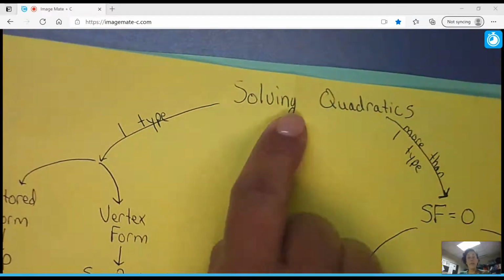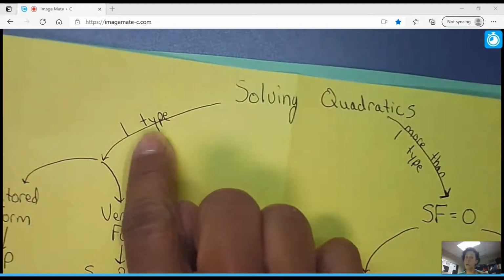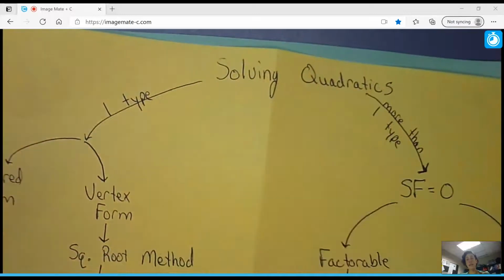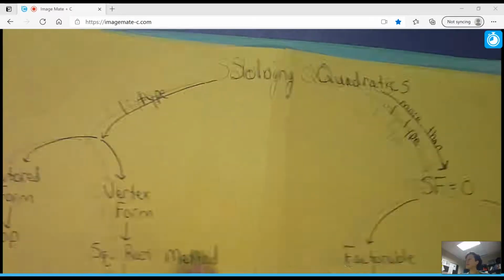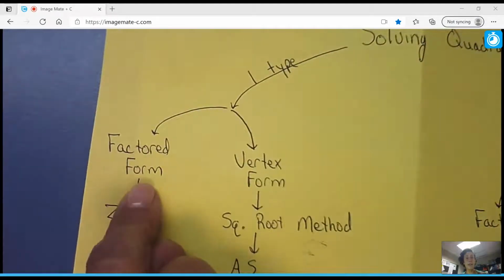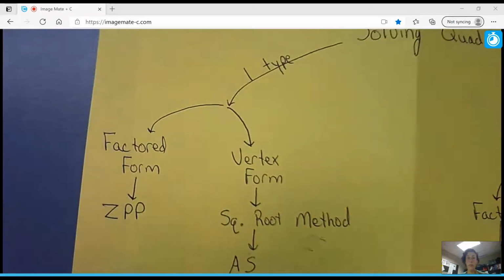When you approach each problem, you're going to look to see how many types of x's are there. So is there one type? And that one type can appear more than once, but it's just one type. Or is there more than one type of x, which means specifically you have an x and an x squared term in there. Now, if there's one type, see what form it's in. If it's in factored form, then just do that zero product property, which means you just take your parentheses, set them equal to 0, and solve.